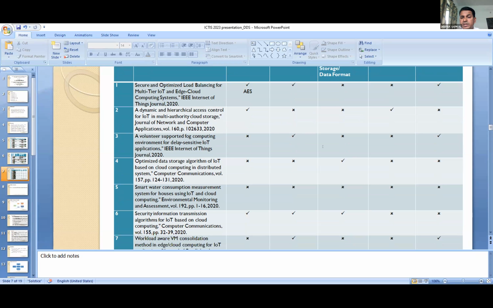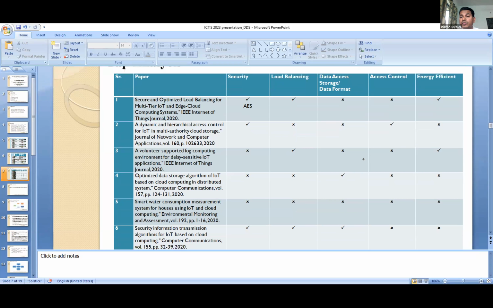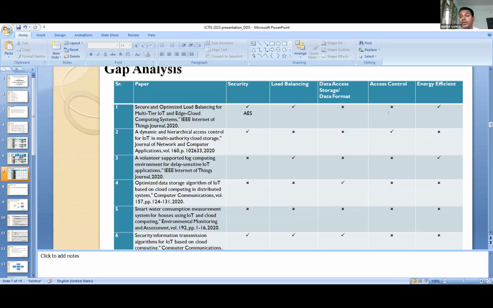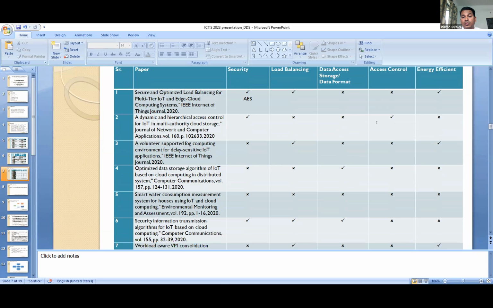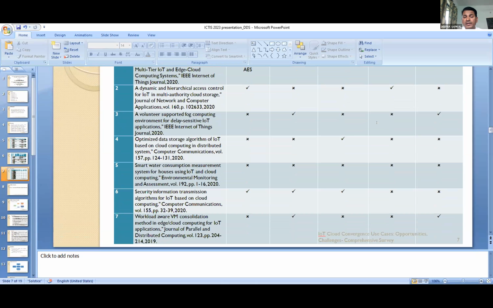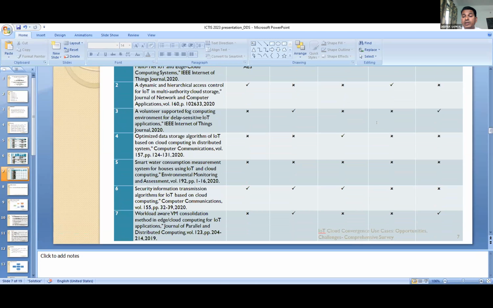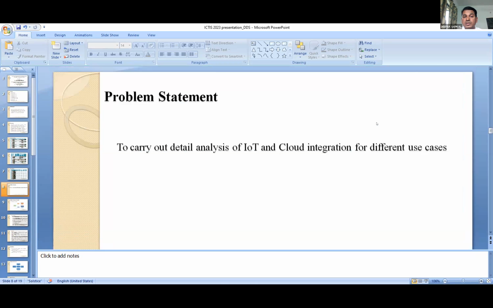Majorly, these many papers are not providing. So why not concentrate on these two aspects, that is access control and data access storage, or the data transmission encryption as such. So my next criteria would be based on these things. So this is my first problem statement.